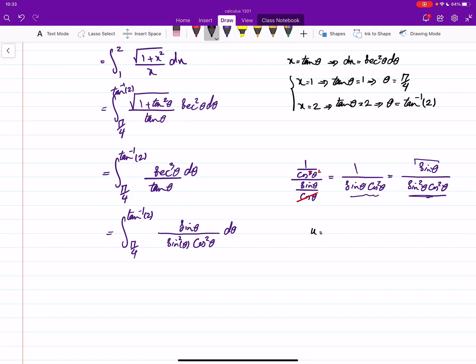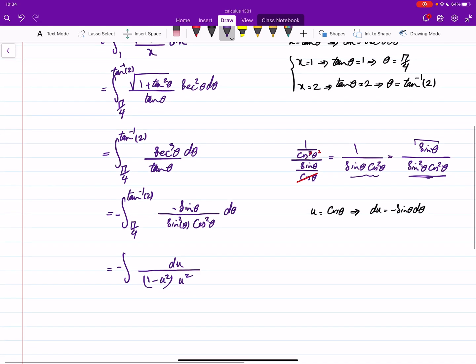And you see that now I can use the substitution u equals cosine theta. My du will be minus sine theta d theta, which is almost there. So I can put the minus outside, and I can write my integral in u, which will be du over sine squared, which is 1 minus cosine squared, so this will be 1 minus u squared, and that will be u squared.